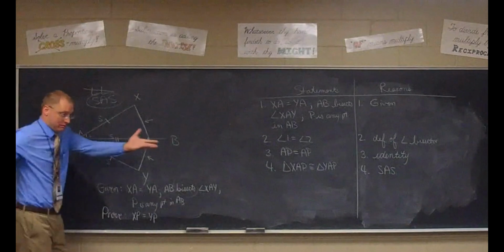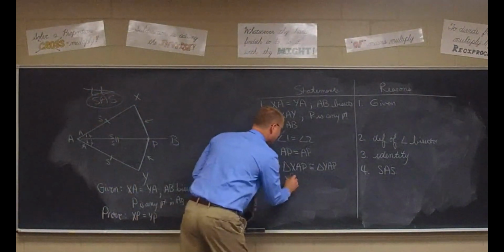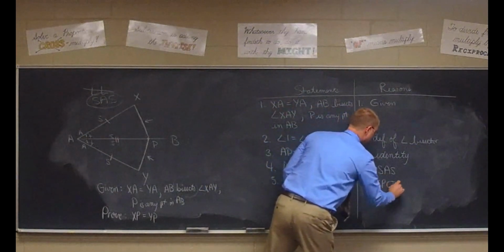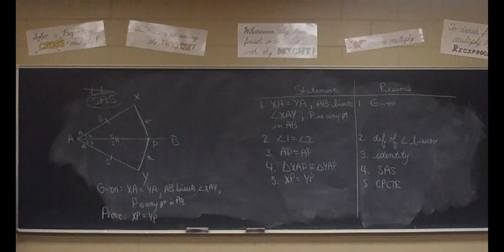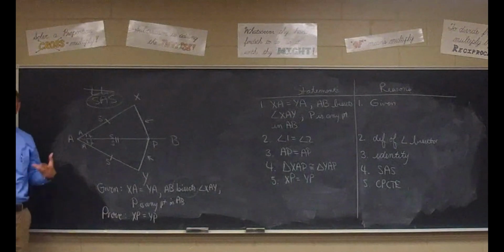In other words, CPCTE. I should say in other letters. CPCTE, so XP equals YP by CPCTE. And we're done with the proof. Just 5 steps. Questions on this? So you see the basic process here?